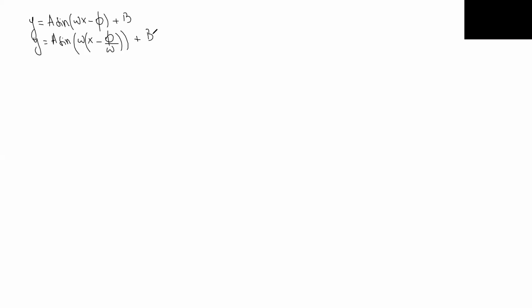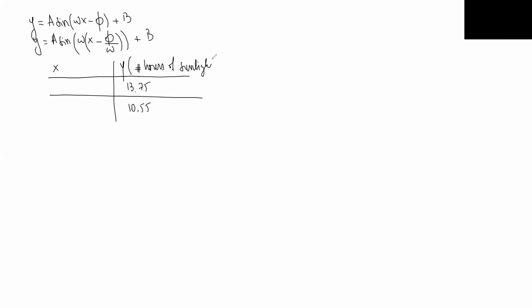Okay, so what do we know? We just know the number of hours of sunlight. I'm going to make a table here, an x and a y. Remember, we know the number of hours of sunlight at summer solstice, which was 13.75, and we also know the number of hours of sunlight at winter solstice, which was 10.55. So here, y represents the number of hours of sunlight, and x represents the day number.